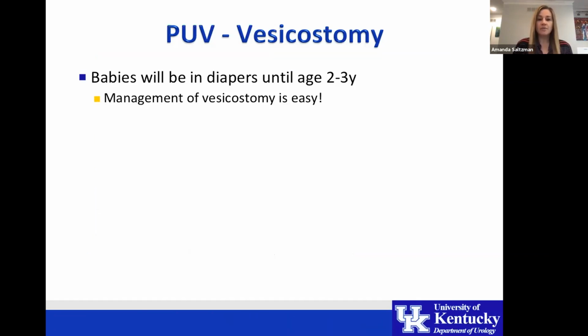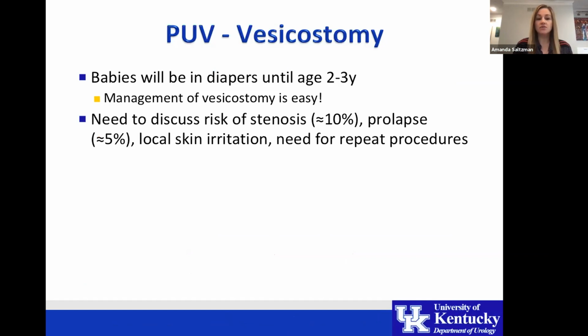The other thing to remember, if anyone has seen any vesicostomies, they're not the most pretty things, and they can be scary to families, but remember that babies are gonna be in diapers until they're age 2 or 3. So if you put your vesicostomy low enough, management's super easy, and you know, they're gonna be in a diaper, you're not gonna change anything that they have to do.